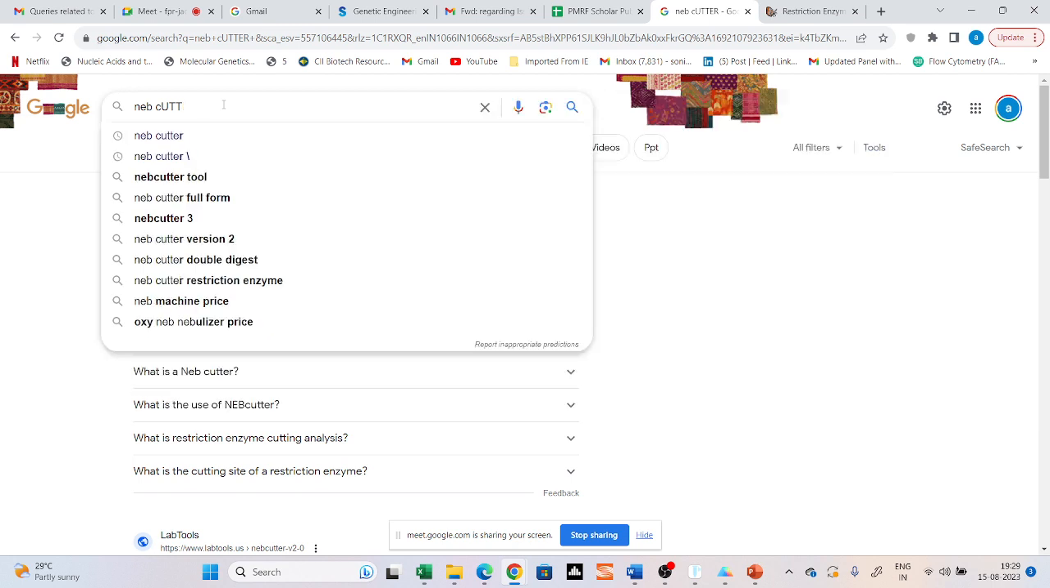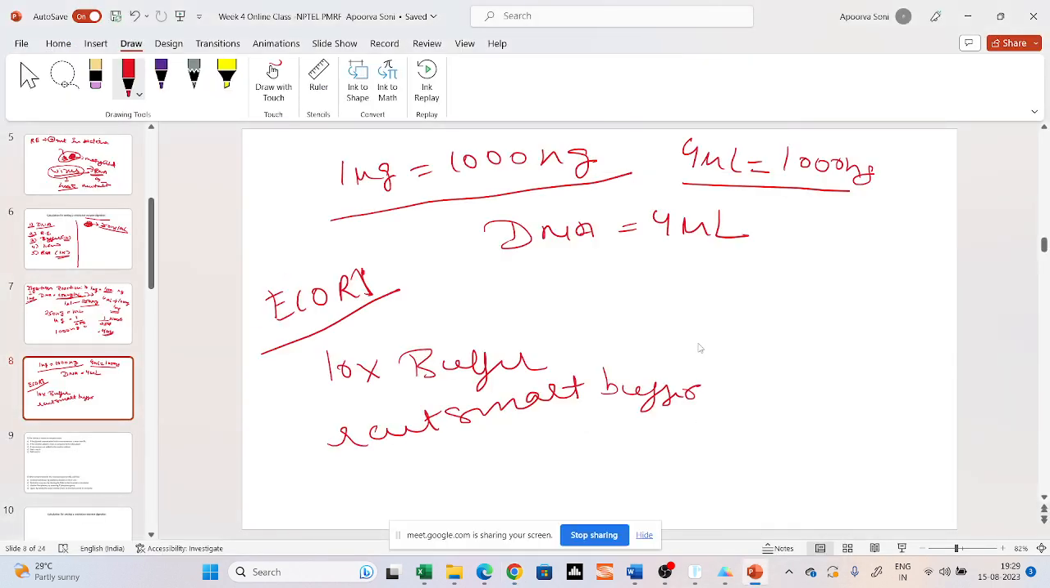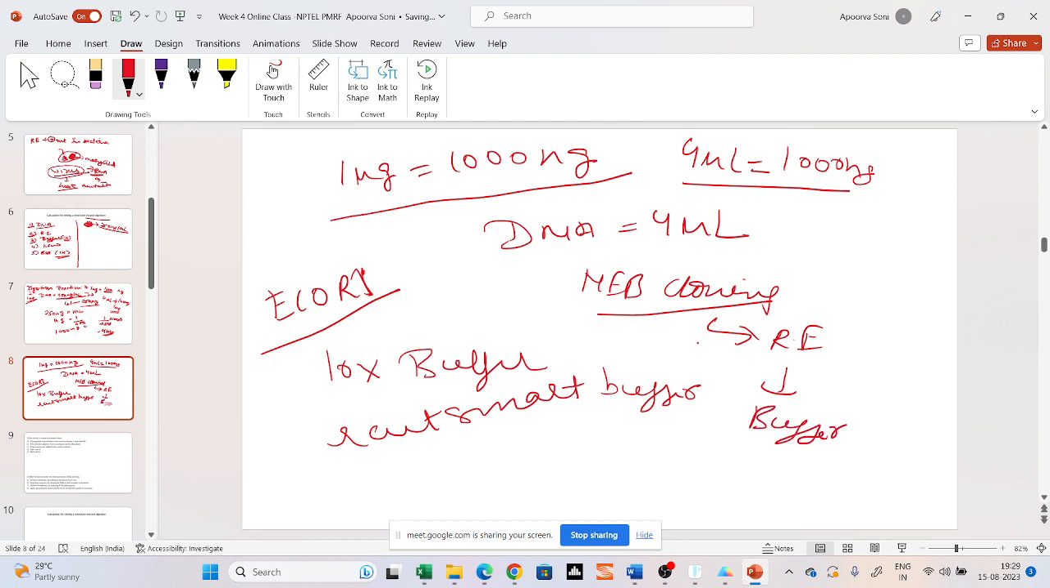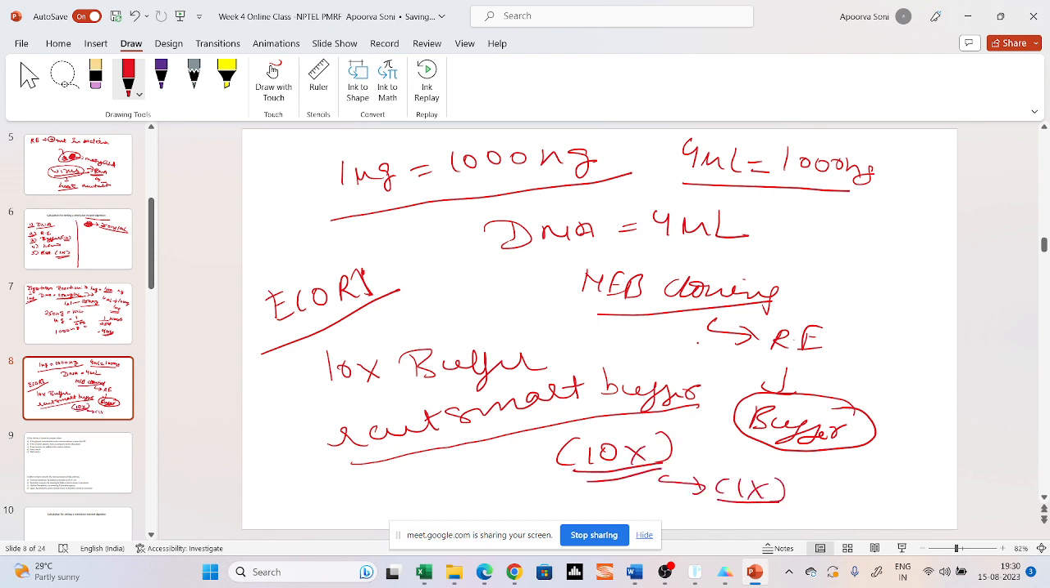No, I think it has to be NEB cloning. Anyways, you have to go to NEB cloning. I'll try again afterwards. In the NEB cloning site, you will type the name of the restriction enzyme and it will tell you which buffer is the most suitable for that particular restriction enzyme. Suppose my buffer comes as R cut smart buffer. Whatever buffers are available are 10x buffers, but we have to use them as 1x.